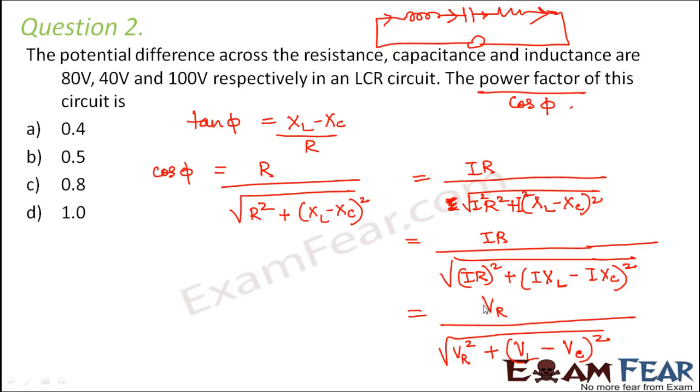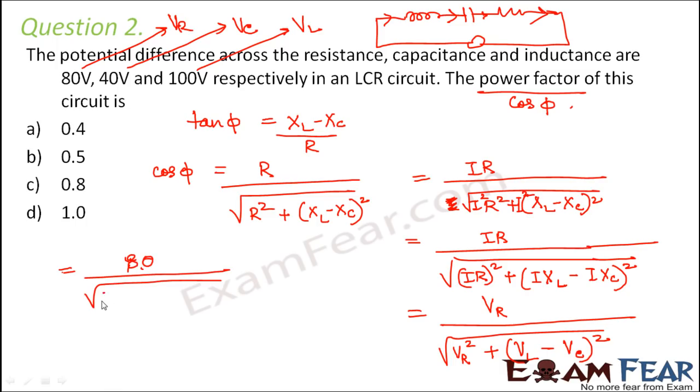Now if you look at the question, here 80 volts is the value of VR, 40 volts is the value of VC and 100 volt is the value of VL. So now all that we need to do is just put this value. So this will be equal to 80 divided by root over 80 square, that is 6400, plus VL minus VC. So 100 minus 40, that is 60 whole square.